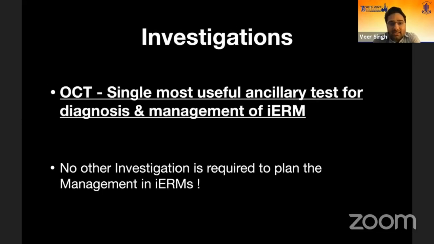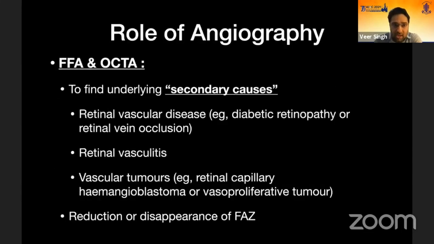Investigations, like I said, OCT is the single most useful ancillary test to diagnose and manage an idiopathic ERM. No other investigation is really required to manage idiopathic ERMs. So what is the role of angiography here? Angiography doesn't really help in managing idiopathic ERMs, but when you're looking at a secondary cause, it might help you with that. So you can find out whether there's a retinal vascular disease underlying, either there's a vasculitis, vascular tumors, and other causes as well.